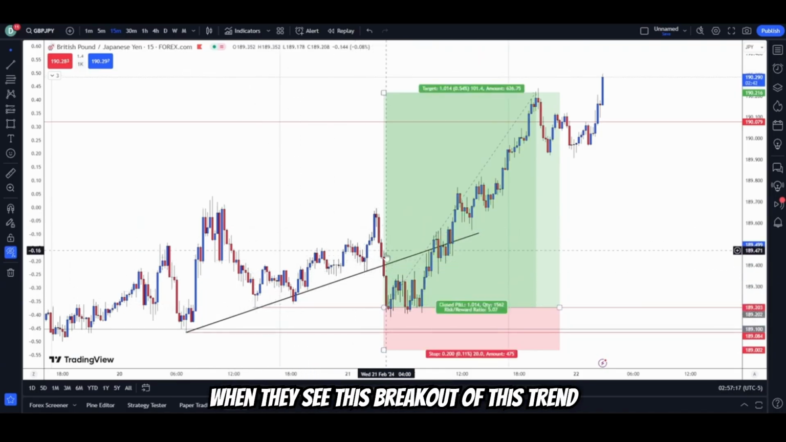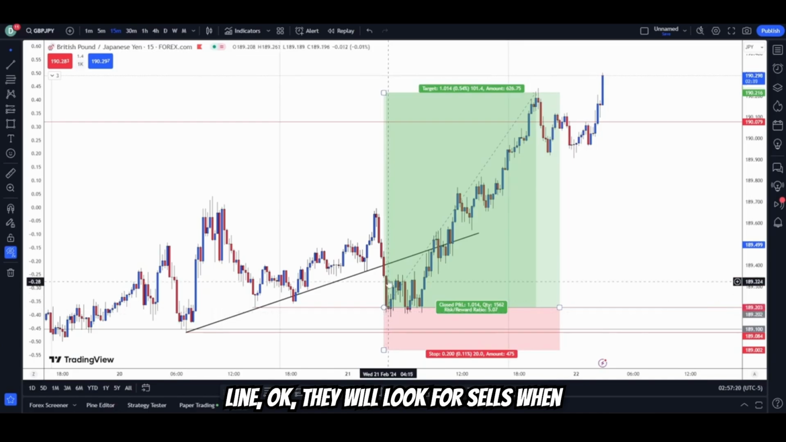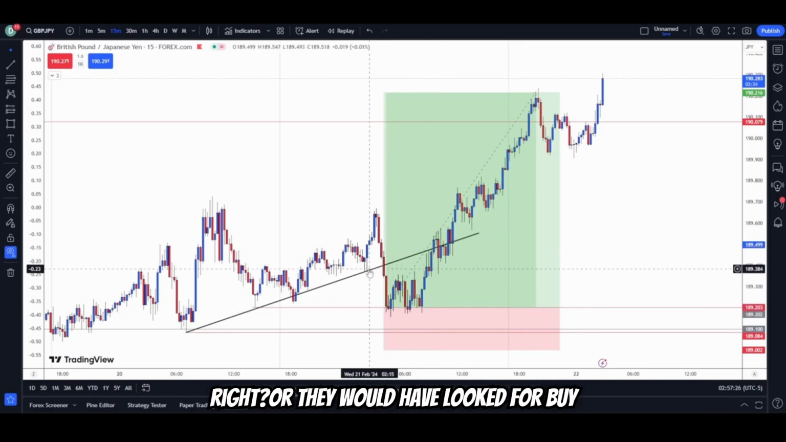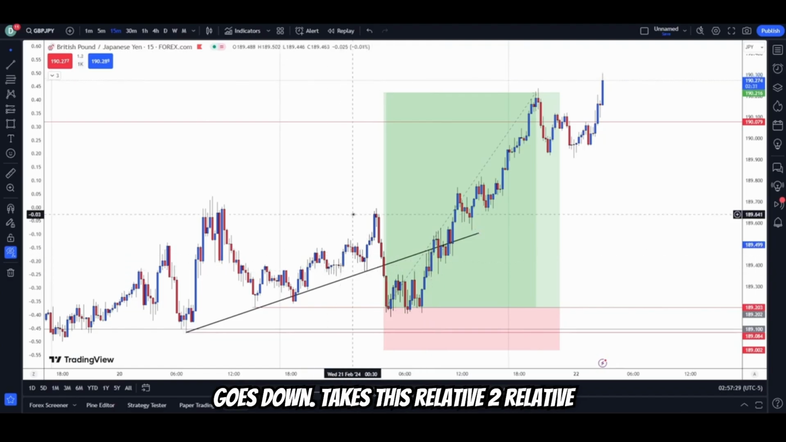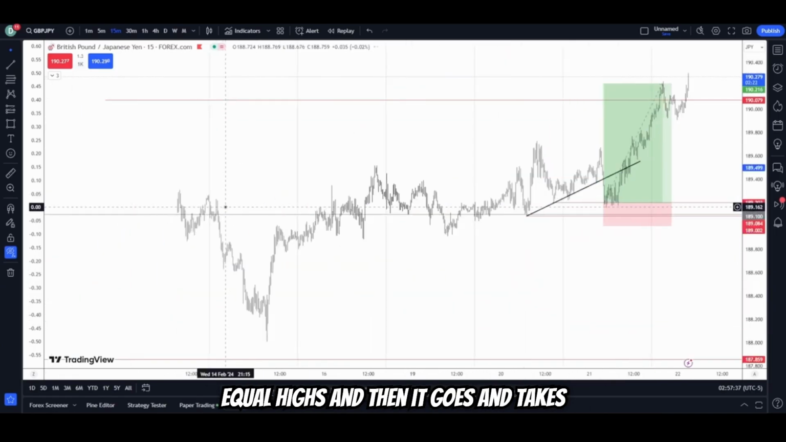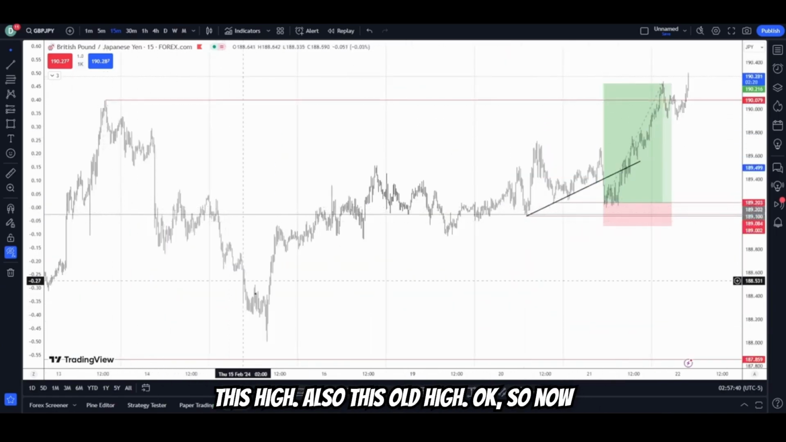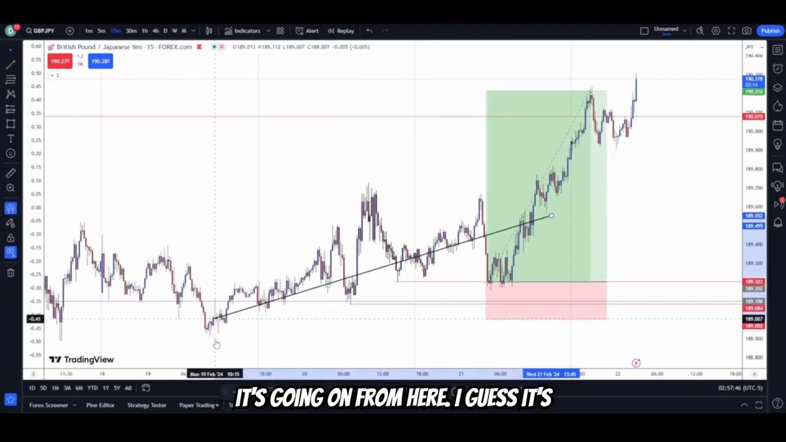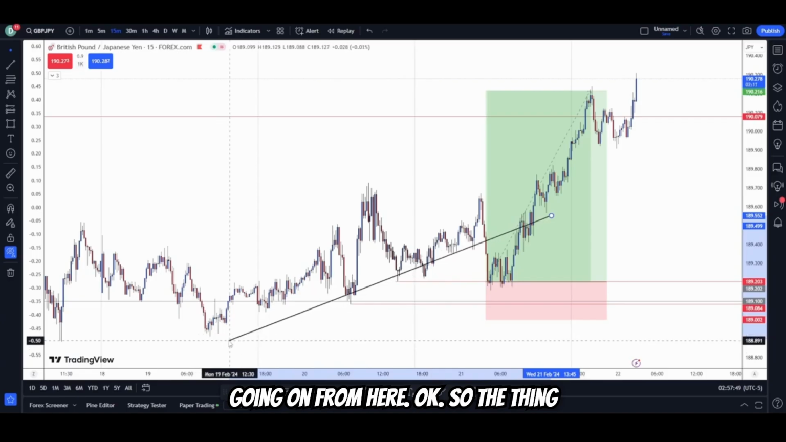So now when they see this breakout of this trend line, okay, they will look for sells when it will go and retest this trend line, right? Or they would have looked for buy right over here. But what happens? It goes down, takes these two relative equal lows, and then what happens? It keeps on going and takes these two relative equal highs, and then it goes and takes this high also, this old high. Okay, so now you have to look from a perspective, because see, this is a big trend line, like it's going on from here, I guess. It's going on from here.